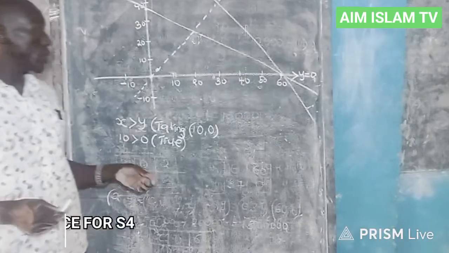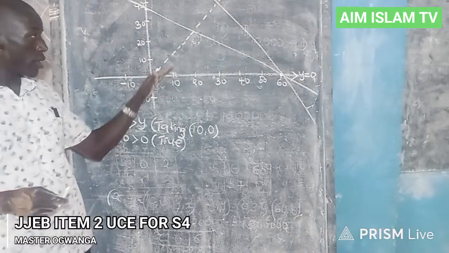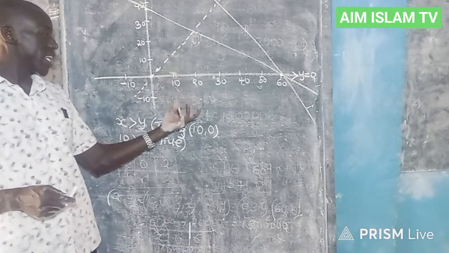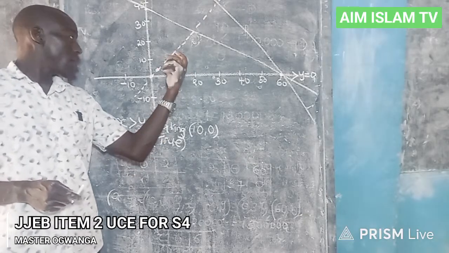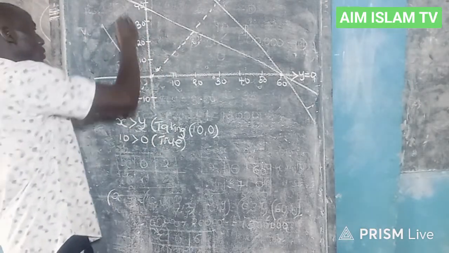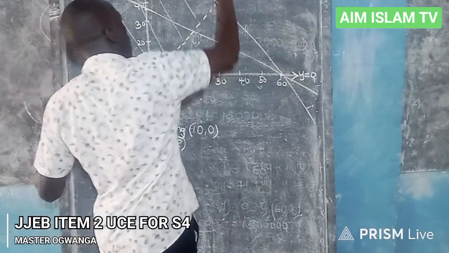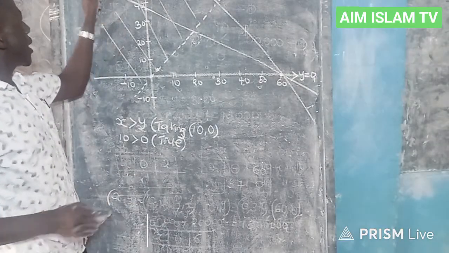So it being a true means that where we have taken that point, or the side we have taken that point, qualifies to be the region of that line. Meaning that in my shading, this side here, we are not going to shade it because this is the true side. We are going to shade the part which is not true. That is the upper side of the line. That is for that line.